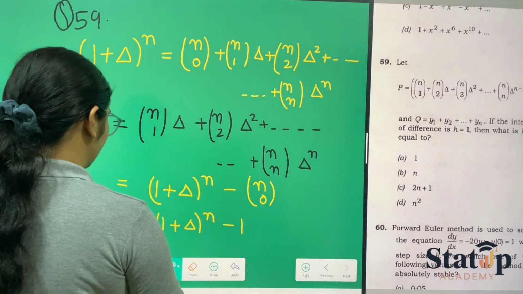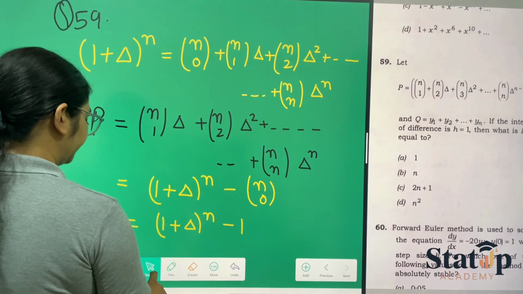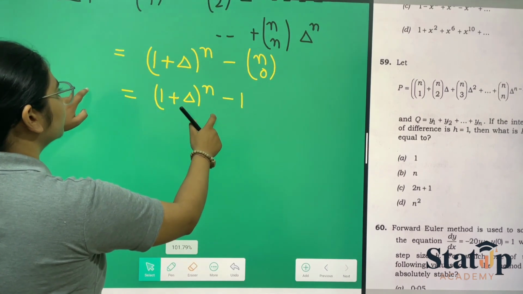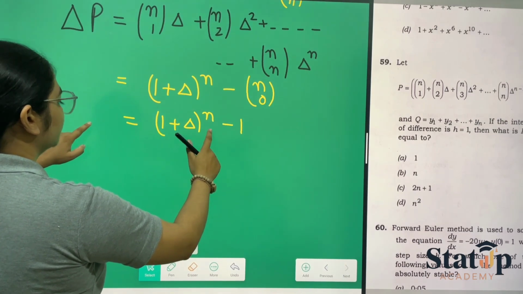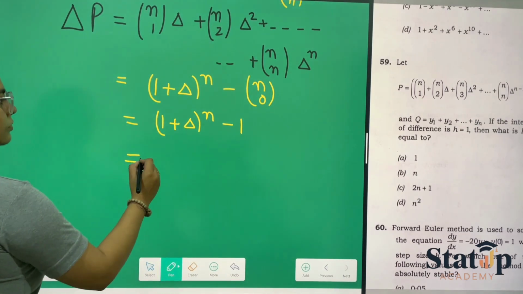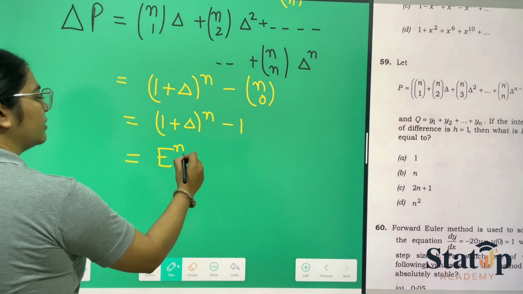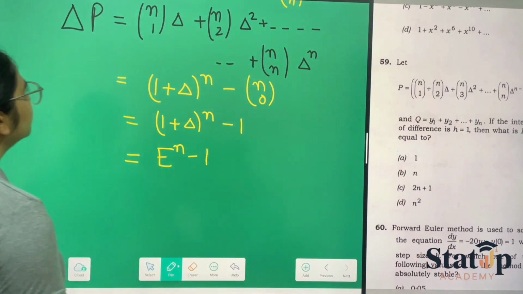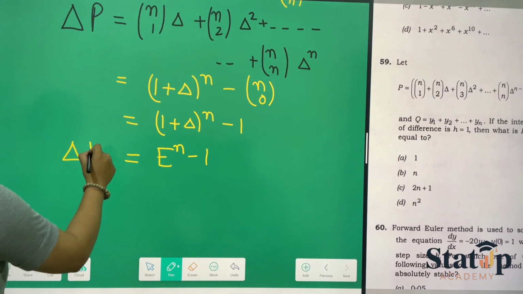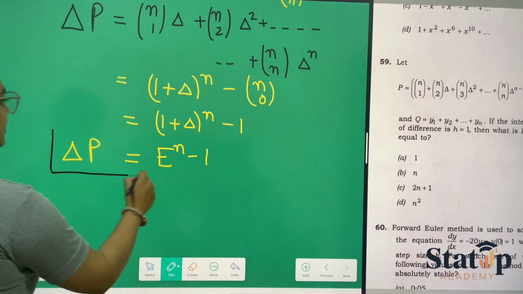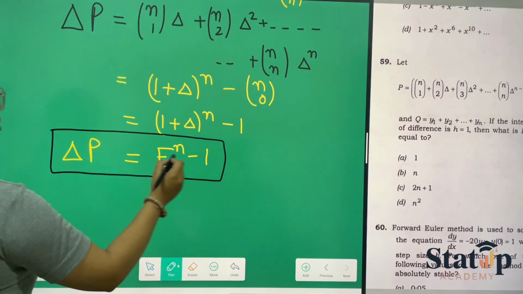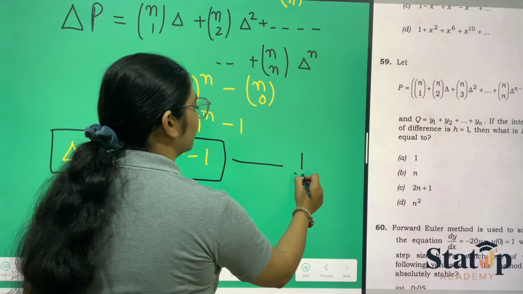And here we can also write it as E raised to the power n minus 1. This is delta P. Let us take this as equation number 1.